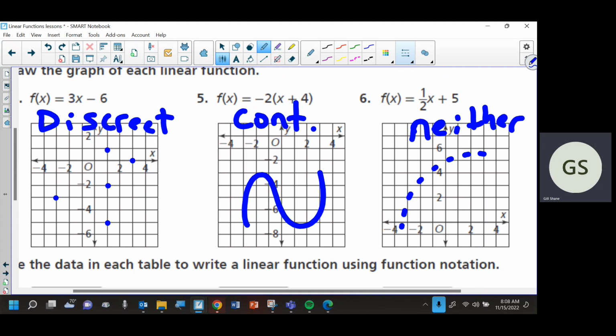I guarantee you half the people didn't get all the points on that section. It should not have been difficult. Again, I can only give you the notes. I can't make you do anything. Nobody else is making you do it.